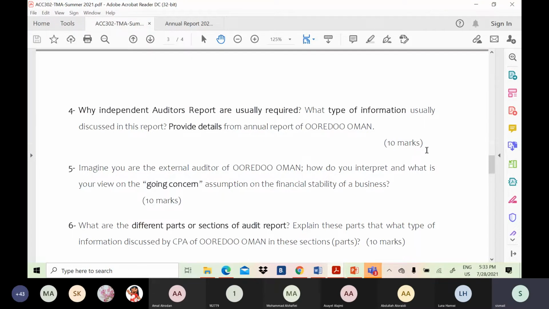So question number 4 has 3 points. Why is an independent audit required? From the material. What type of information is in this report? From the material. Provide details: it's from Ooredoo Oman. A very, very direct and very easy question. Until now we are still in chapters 1 and 2 only, right? Until now, up to the fourth question, all questions are from chapter 1 or chapter 2. Is it clear until now?